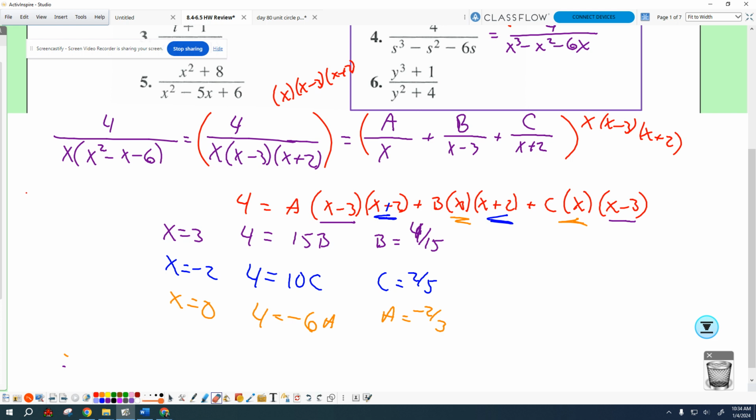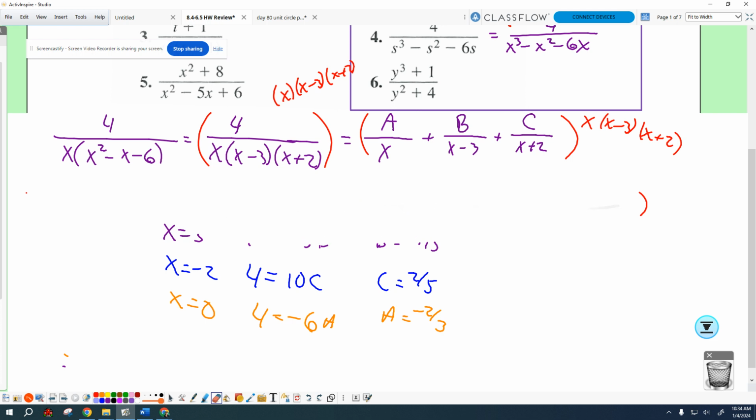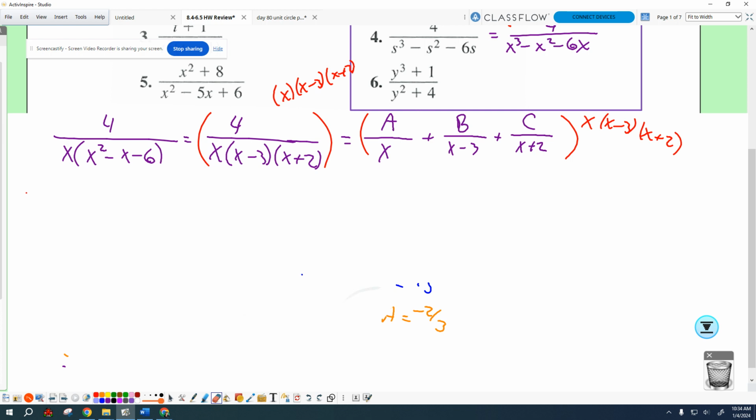Can I erase the work? It did not ask you in the problem to actually do the integration. Oh, I erased the answers, okay. Well, cool. A was negative 2/3, right? Yeah. B was 4/15, what was B? Yeah, 4/15. And C was 2/5.